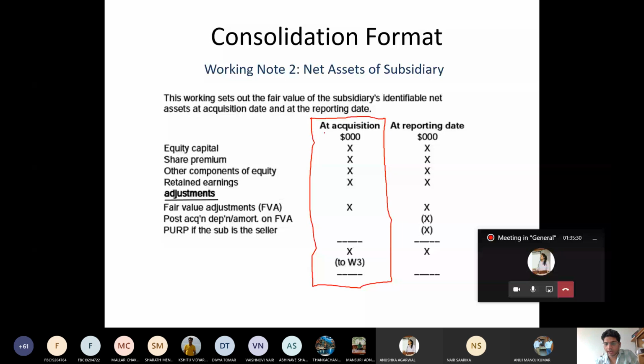That will give me this amount. This amount is called your net asset of subsidiary company on the acquisition date. That is the value of the subsidiary company on the acquisition date. Is it clear?